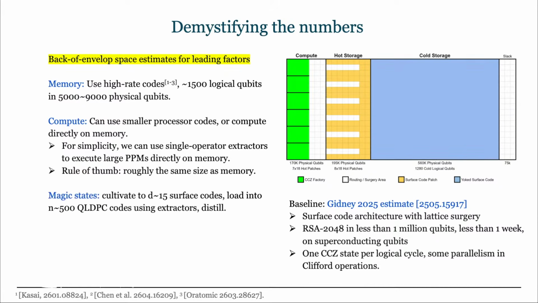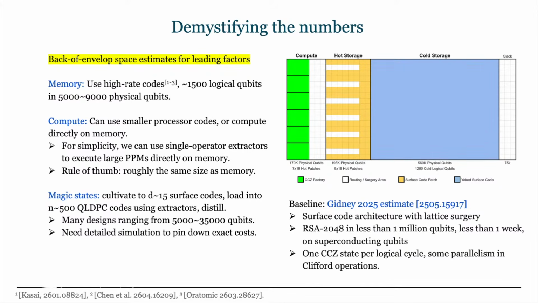Now, onto the magic states, there are many designs and many parameters that can move, but we can take the standard approach. You cultivate into a surface code of reasonable distance. You load these magic states into an LDPC code using an extractor, and then you distill. So there are many designs here. Depending on your physical assumptions, the number of qubits ranges from about 5,000 to 35,000 qubits.